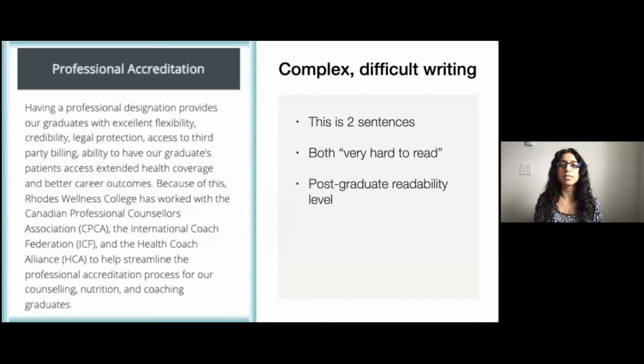So let's move on to some examples of complex and difficult writing. Here on the left is a page from the Rhodes Wellness College website, and it's targeted at potential students who might be considering one of their programs. So what you're looking at here is really just 2 sentences. They're 2 really long sentences. They're both rated by the Hemingway Editor as being very hard to read, and they have a postgraduate level readability score. And so that level of complexity is really just not warranted for this particular content. It could easily be written at like a grade 8 reading level.